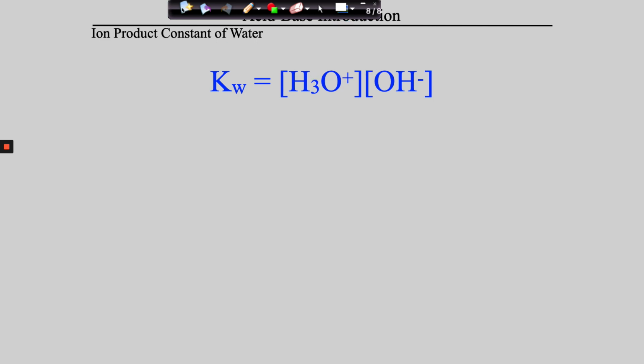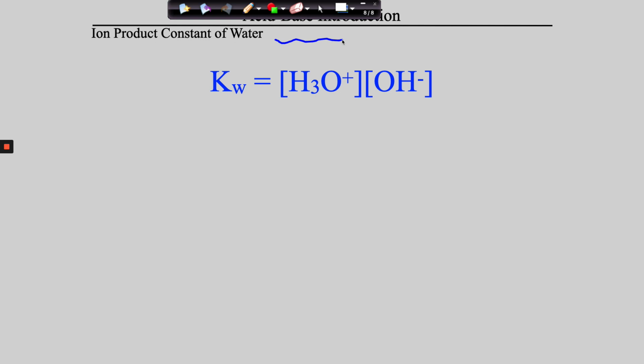So guys, this is worth doing in your notes. What is the value of KW? 1 times 10 to the negative 14th. Guys, that is a constant. Think about this with me. Remember when we did the flippy tubes? And it came to 70-30? Was that right? And it didn't matter what we did. That K value is constant, right?